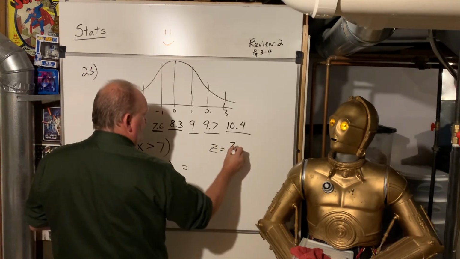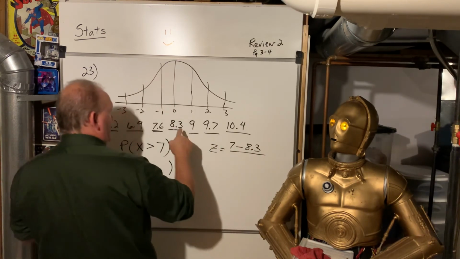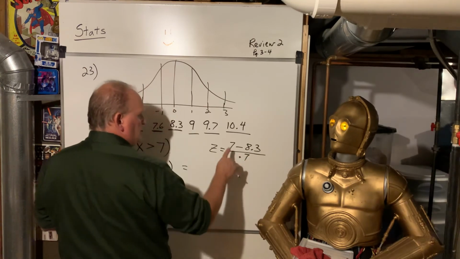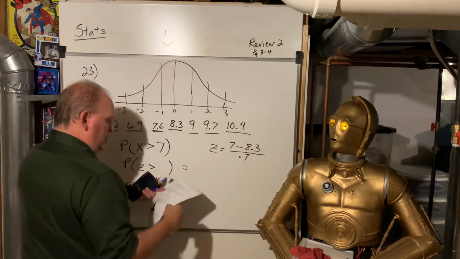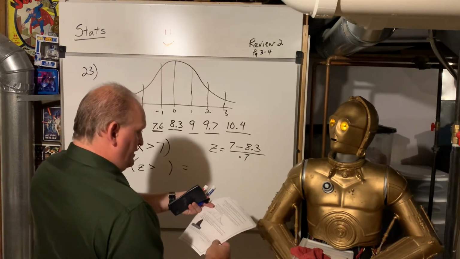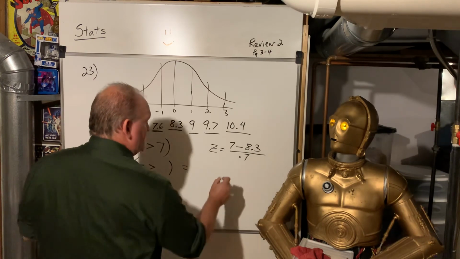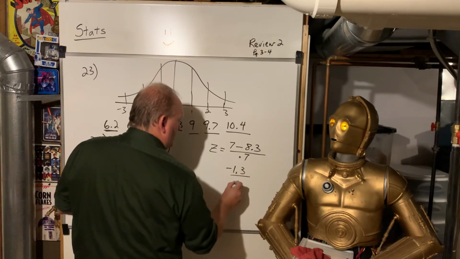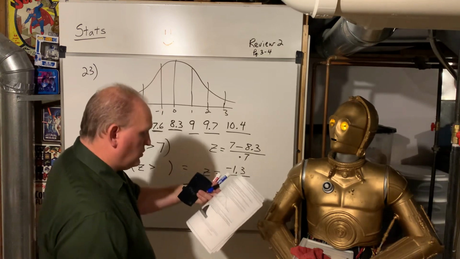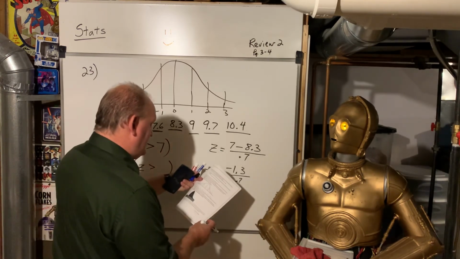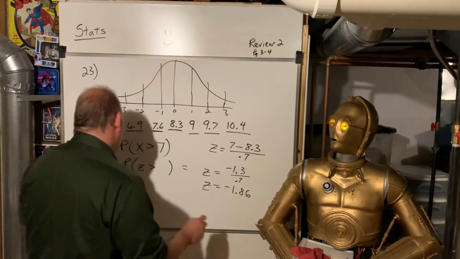7 minus 8.3, the mean, divided by 0.7, the standard deviation. So the value minus the mean, hit enter, and then divide it by 0.7. So that ends up negative 1.3 divided by 0.7. And so we end up with a z-score of negative 1.857. We'll call it negative 1.86. So now let's draw a picture.